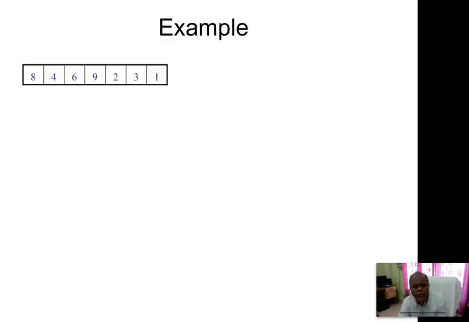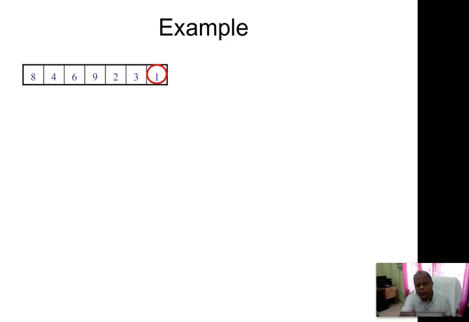Let us check what is happening. See, this is the case. The same example we have taken: 8, 4, 6, 9, 2, 3, 1. This is the example, and we want to sort it in ascending order. In the first position, where 8 is there, the smallest element should be there. In the fourth position, the second smallest element will be there. In the third position, where 6 is there, the third smallest element will be there. This is the way.